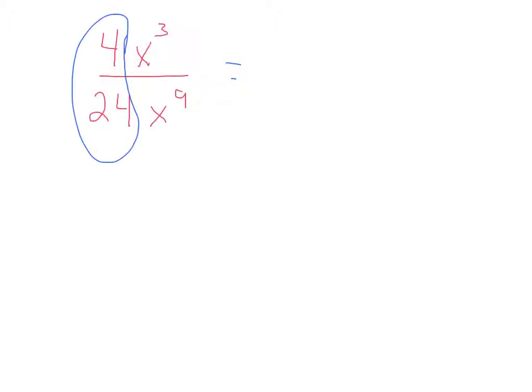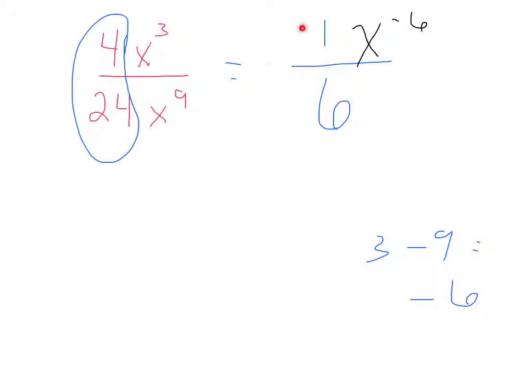4 over 24 reduces to 1 over 6. Now, if we take x to the third over x to the ninth and take 3 minus 9, we get negative 6. So we're left with an x in the numerator to the negative 6th power. It's very uncommon to have a final answer with an exponent that's been left negative. This would not be an appropriate final answer.